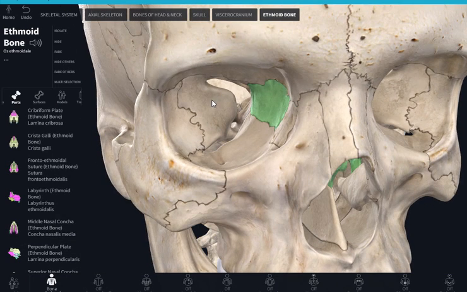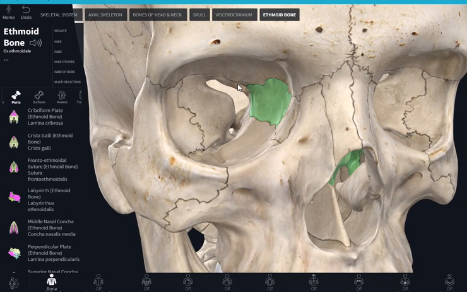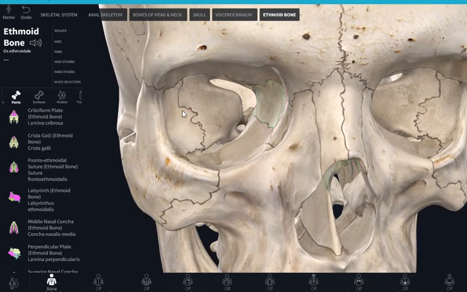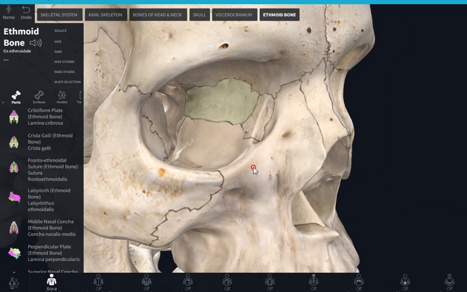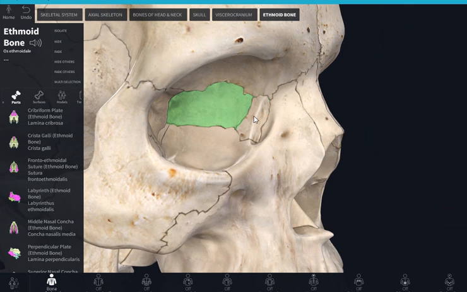Here posteriorly you have the greater wing. Here you have the lesser wing of the sphenoid. Here we have the zygomatic bone. Here we have the maxillary bone. Here we have the lacrimal bone. So these are different bones which form the orbital cavity.